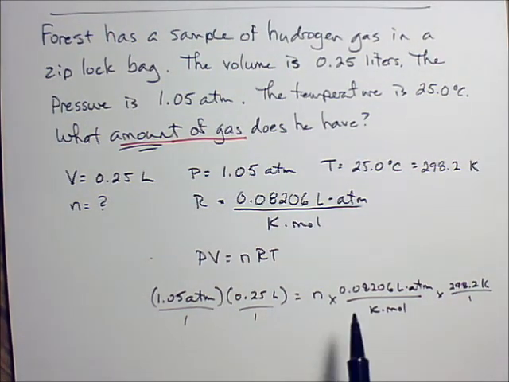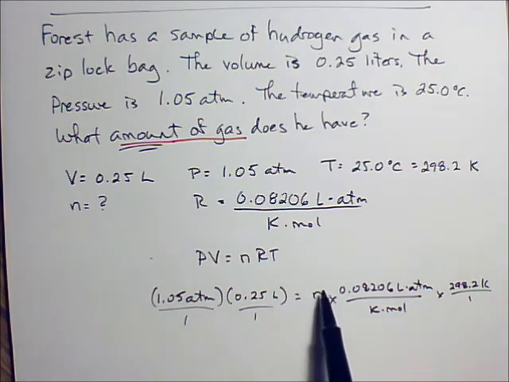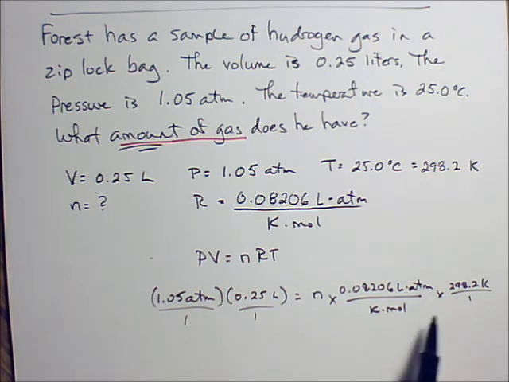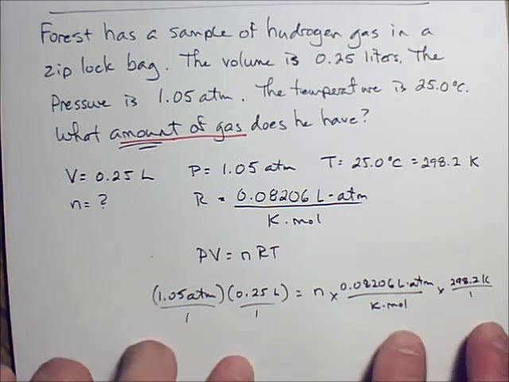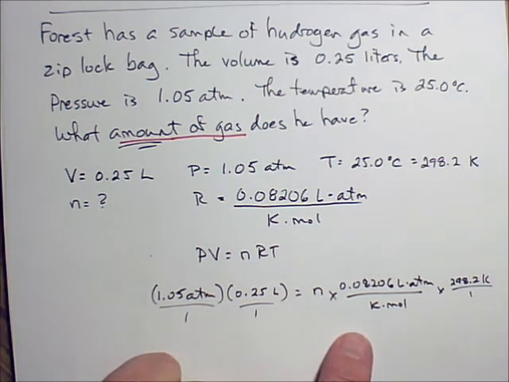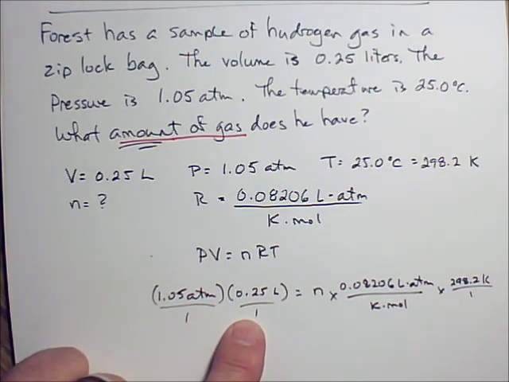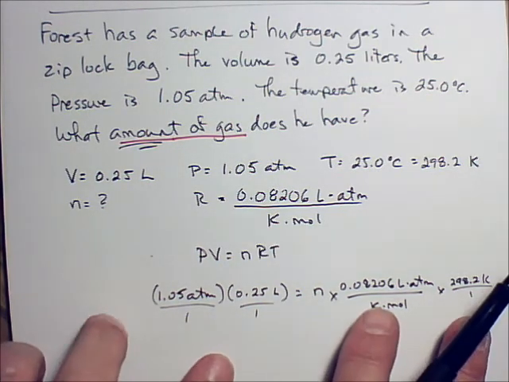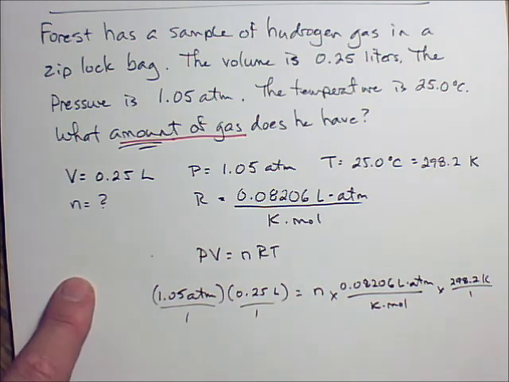Remember, the next step after you plug in your knowns is to isolate your unknown. How are we going to isolate the unknown? Same process. It's just more complex because we got these complex fractions. On that side you're going to have 1.05 times 0.25. But then you have to multiply both sides by the reciprocal of these two things to cancel them out.